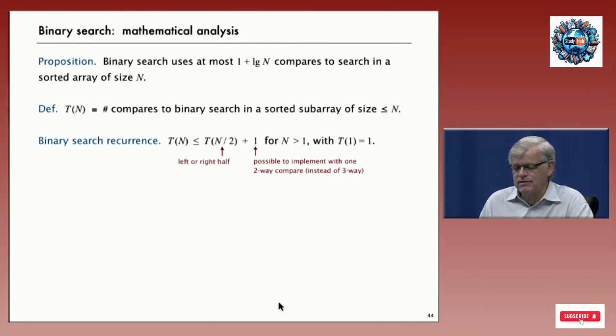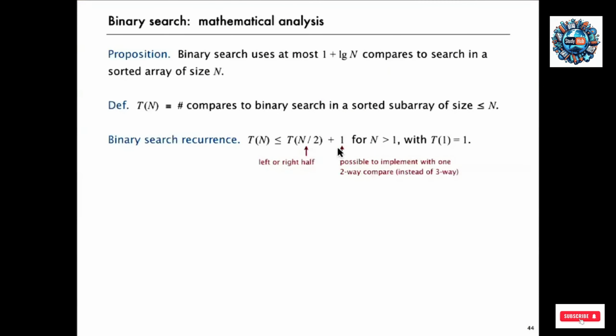And what the code does is it divides the problem size in half, so that T of n is less than or equal to T of n over 2 plus 1. Depending on how you count what the compare is, think of it as really a two-way compare. So divide it in half by doing one compare. And that's true as long as n is bigger than 1. If n is equal to 1, the solution is 1. So that's a recurrence relation describing the computation.